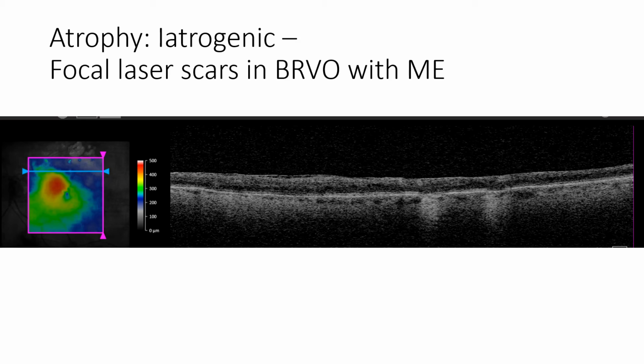This slide shows iatrogenic RPE atrophy caused by focal laser scars in a patient who had a branch retinal vein occlusion and developed macular edema. Again, we see the three features of atrophy on OCT. You see thinning of the Brooks RPE band of hyperreflectivity, loss of the overlying photoreceptors, and hypertransmission into the choroid.